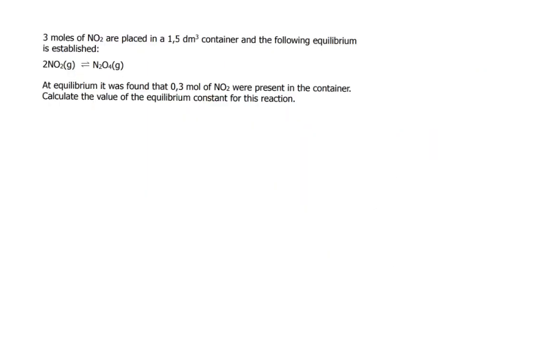Okay, so let's look at this example over here. Let me get my highlighter. It says that 3 moles of NO2 are placed in a 1.5 cubic decimeter container, and the following equilibrium is established. Then they give you the reaction, and at equilibrium it's found that 0.3 moles of NO2 were present in the container. Calculate the value of the equilibrium constant for this reaction.